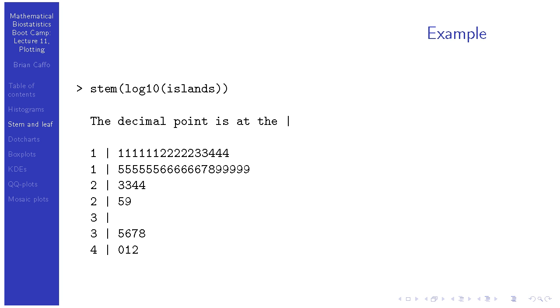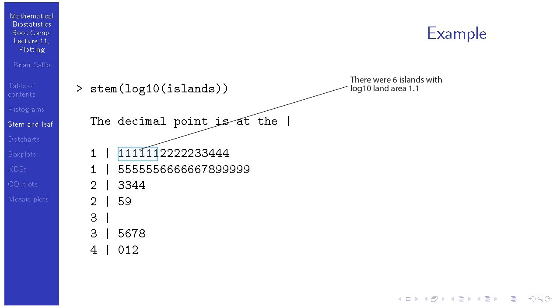So I type in stem log 10 of islands, and the decimal point is at the vertical line here, which in this case is a bunch of pipe characters. So when we look at the one on the left, the one on the right means that's 1.1. One island had land area 10 to the 1.1, because remember we took log 10. And then we can count, let's see, how many is there?